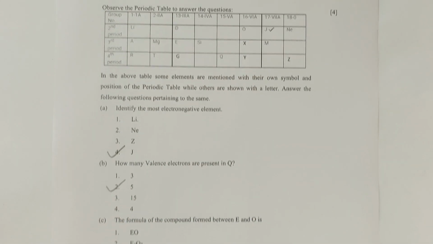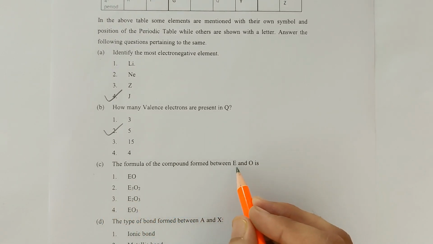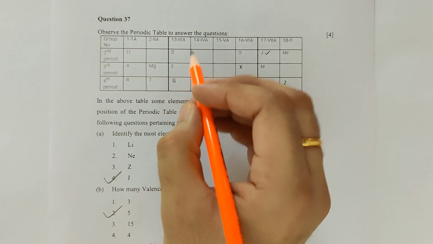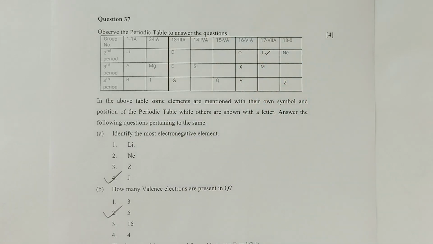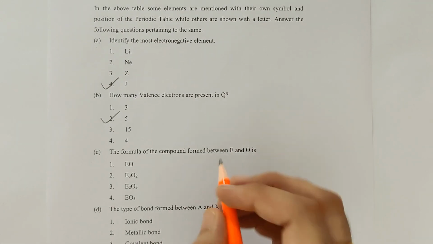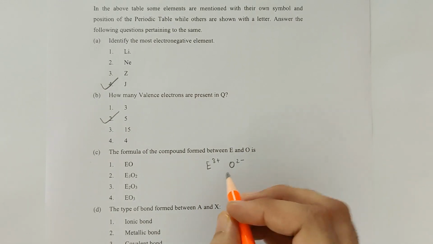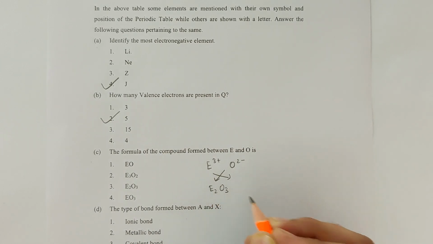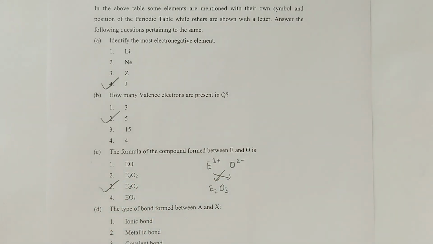Moving on to subpart C, we have the formula of the compound formed between E and O is. Now we will have to check the table. Now E is present in group 3A and O is present in group 6A. That means what we will have is E3+ and O2-. After crossing we will get E2O3. That means guys, option 3 E2O3 will be correct.